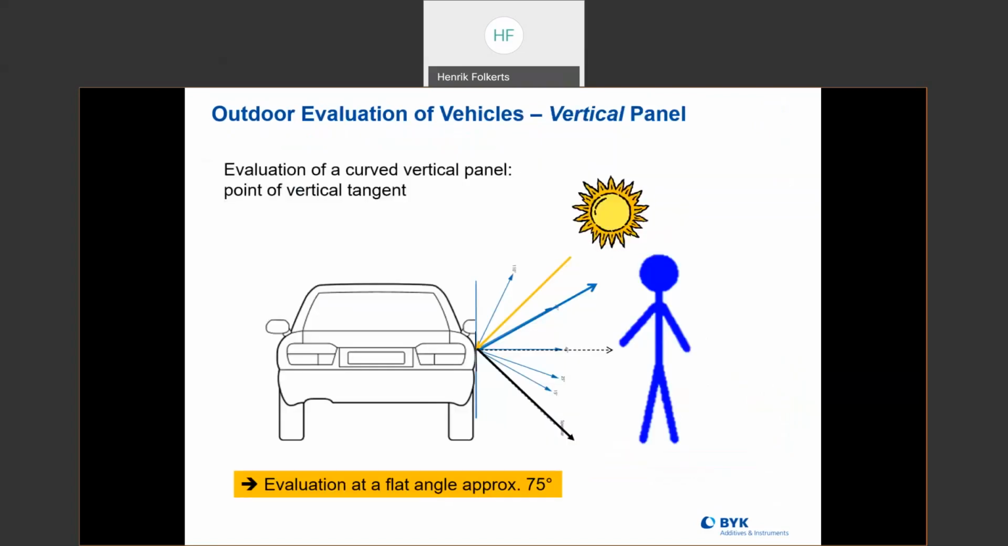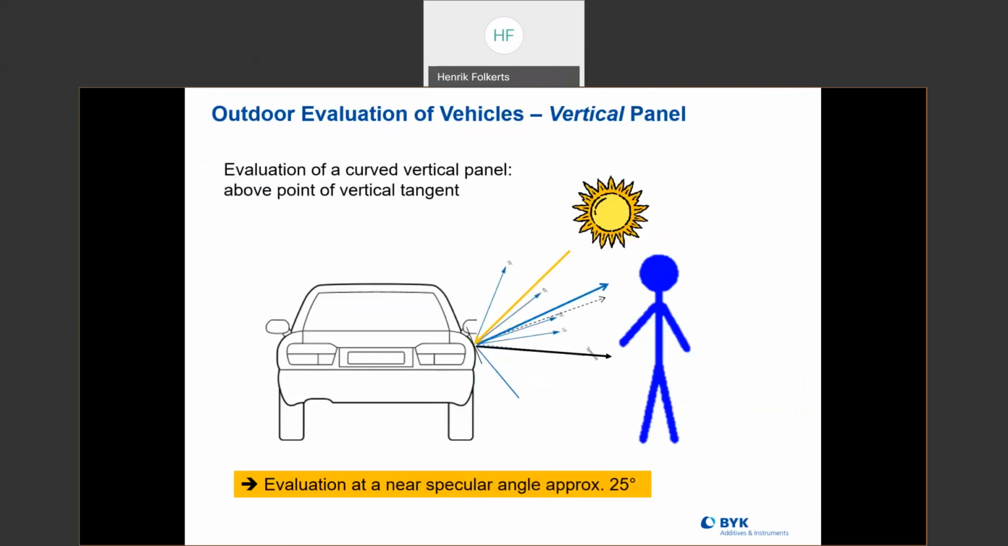So before we talk specifically about that, we're going to talk about this. When we look at vertical panels, if it's flat, you're looking at approximately the 75, but we know that most vehicles are not flat. So now if it's curved, you're looking at approximately the 25.